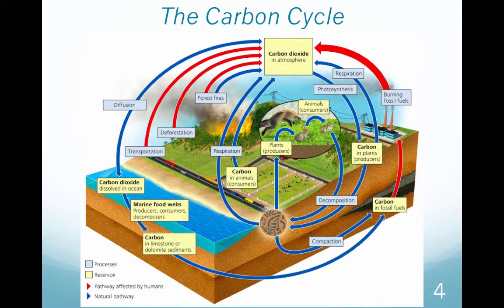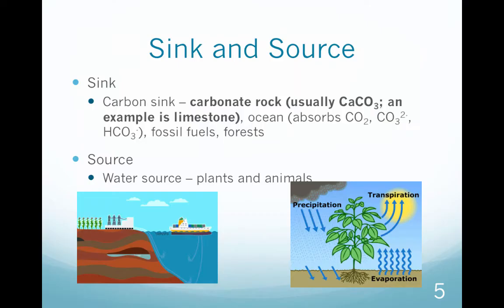What process transforms atmospheric carbon into a form living organisms can use? That would be photosynthesis. What is the single largest reservoir in the carbon cycle? In other words, where does this stuff stay forever? Number 1 is carbonate rock. It's usually in the form of calcium carbonate, that would be CaCO3. An example of this is limestone.